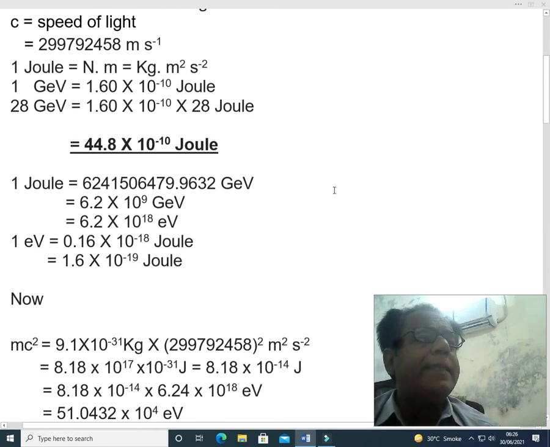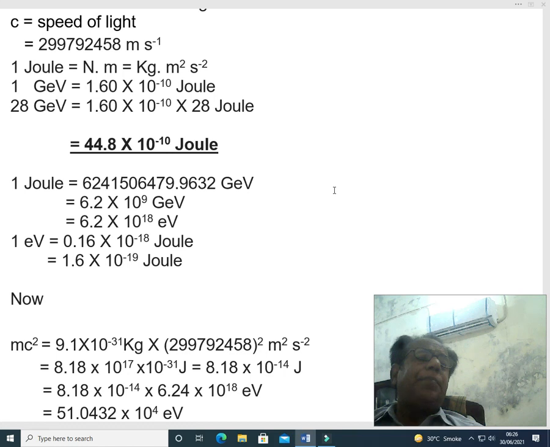Now let us reverse this conversion factor just as a practice, just in order to develop our understanding, while this conversion may not be very necessary for the purpose of solution of this problem.